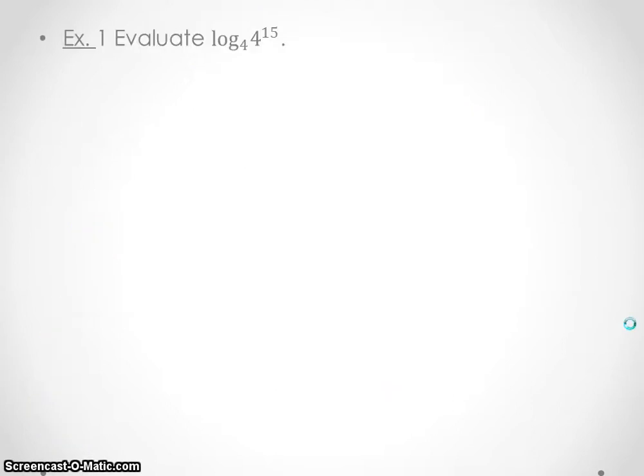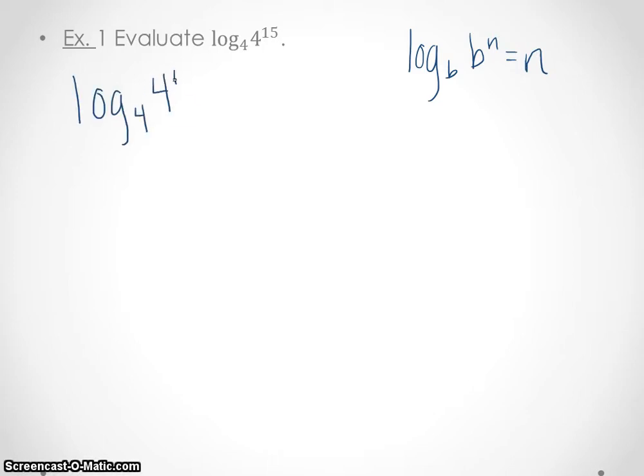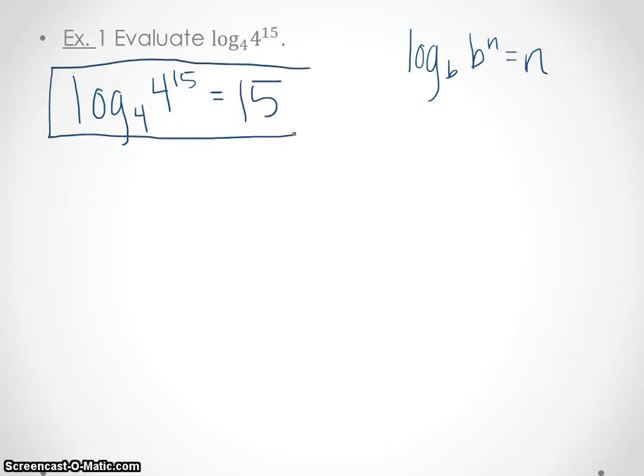Okay, first situation, we're evaluating log base 4 of 4 to the 15th power. Now this is our log base b of b to the nth, which should equal n. So we already know our answer is going to be 15, so we can actually just write that. So log base 4 of 4 to the 15th power is going to be 15. Okay, so that's our answer, but I want to show you why.